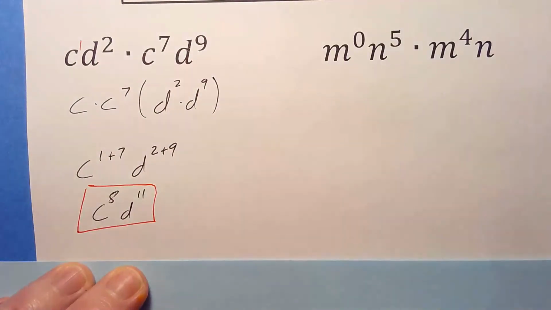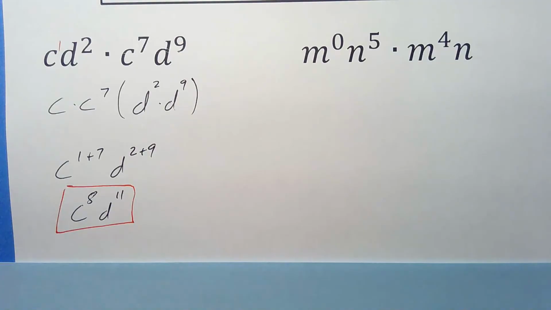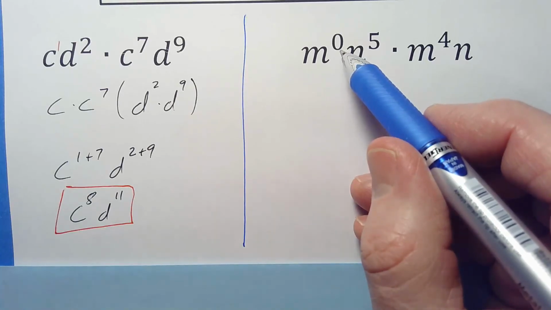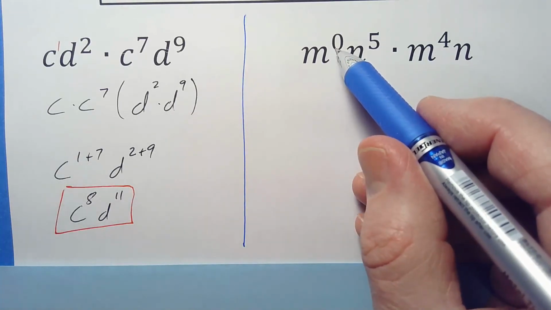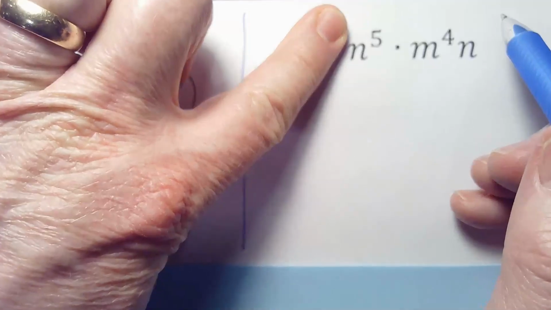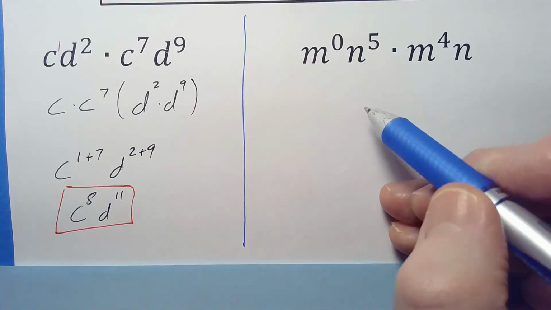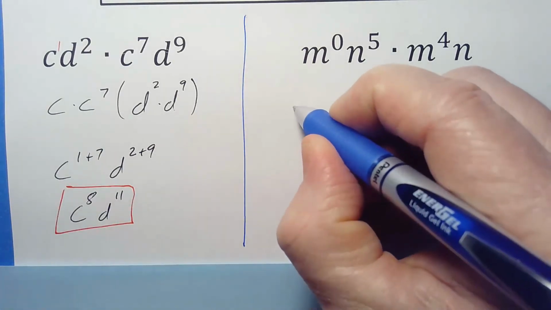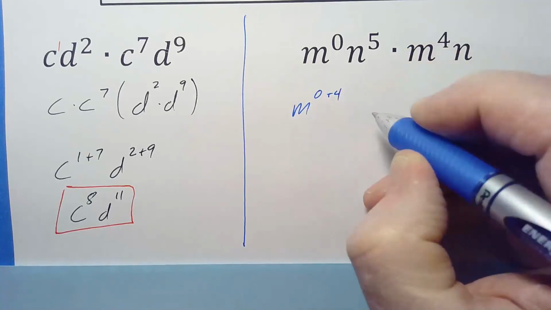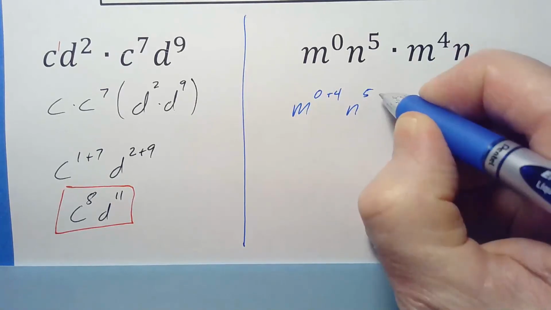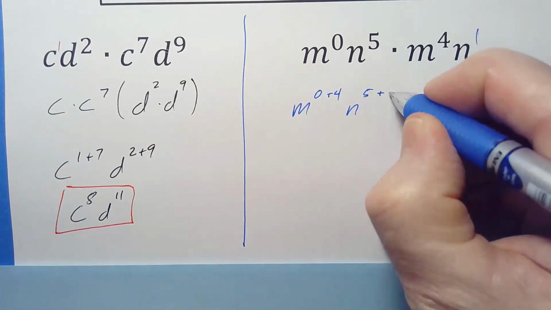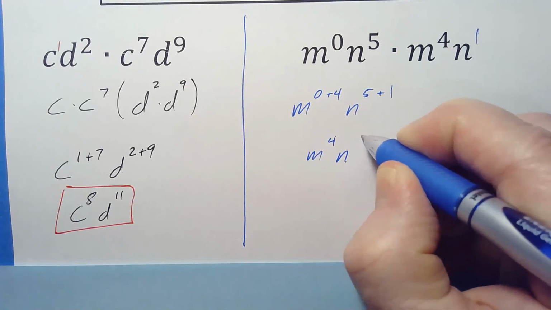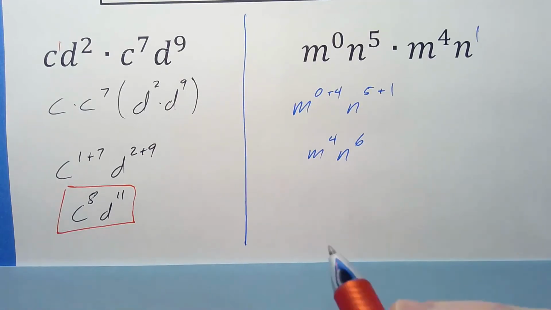Okay, let's look at the next one over. Same idea, we're going to do the same thing here. Okay, but this time I've got a 0 power. Now a 0 power, m to the 0, is really just 1, isn't it? So I could just ignore that term, right? Because that's like saying 1 times. But I'm going to show you the other way I could have done it, right? So let's just do it this way and say, look, this is m to the 0 plus 4 times n to the 5 plus, now again, this is like having a 1 here. 5 plus 1. So you get m to the 4th times n to the 6th. And there is our answer again.